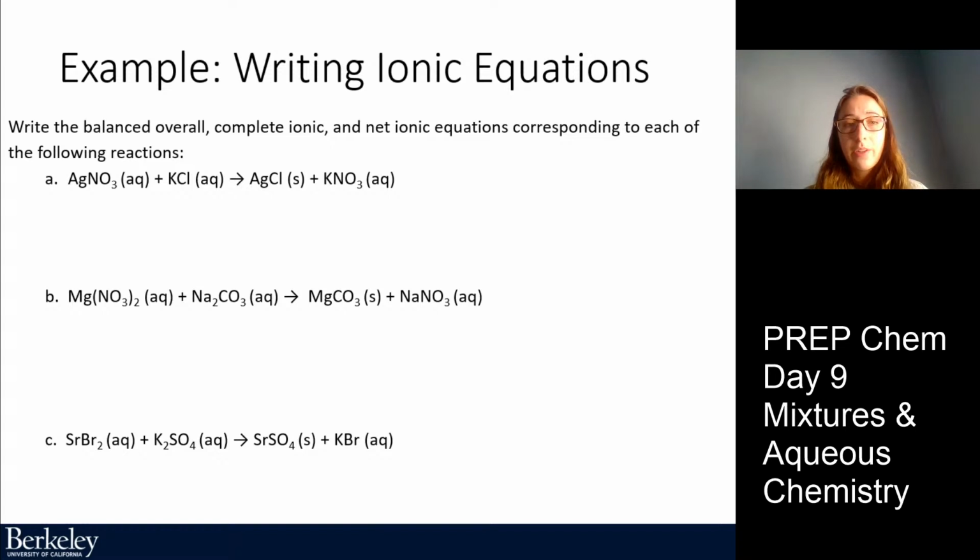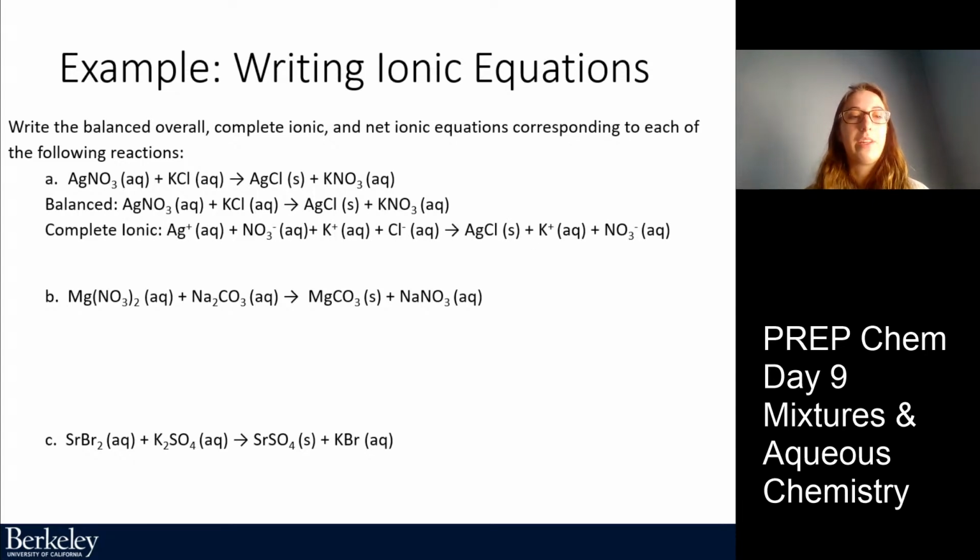Okay, so first we'd want to write the overall balanced reaction. So in A, that reaction is actually already balanced. So you would just need to write the same thing. And then to write the complete ionic equation, we would separate all of the aqueous compounds into their individual ions. So that would be the silver nitrate, the potassium chloride, and the potassium nitrate. You would not separate the silver chloride because that's a solid. So that will not exist as ions in solution because it's an insoluble solid that cannot be dissolved.